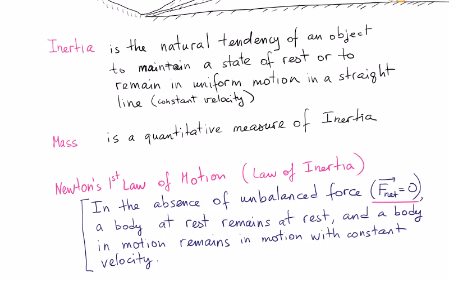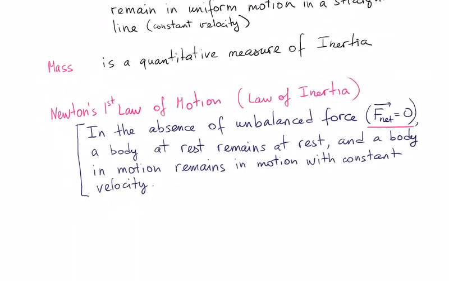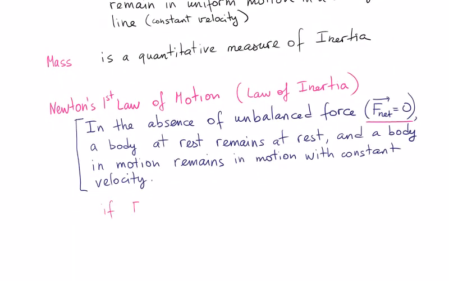That is, if the net force acting on an object is 0, then its acceleration is 0. If F net equals 0, then acceleration is also 0. It may be moving with a constant velocity or be at rest. So this could mean that velocity is constant or velocity equals 0. All we require is that delta v, the change in velocity, is 0.